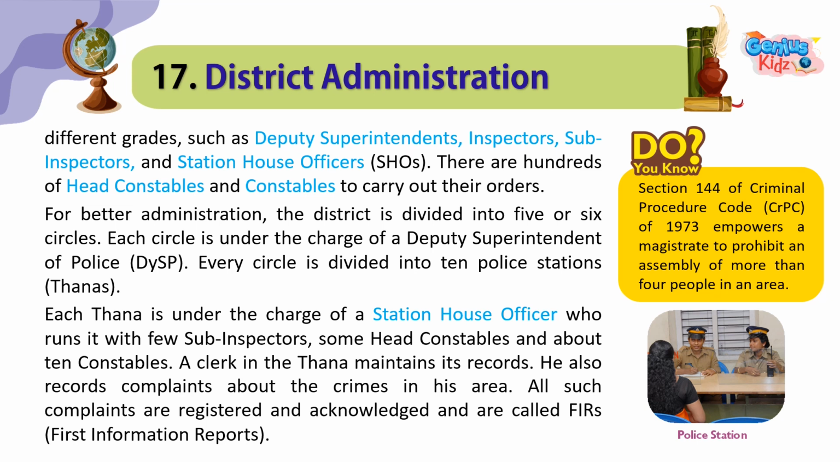Do you know? Section 144 of the Criminal Procedure Code, CRPC, of 1973 empowers a magistrate to prohibit an assembly of more than 4 people in an area.